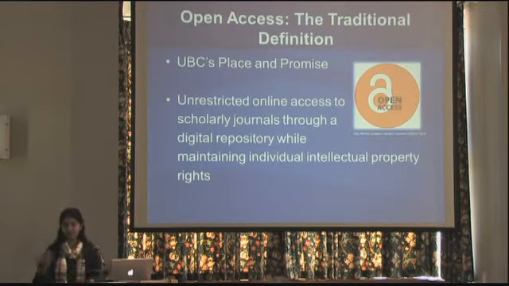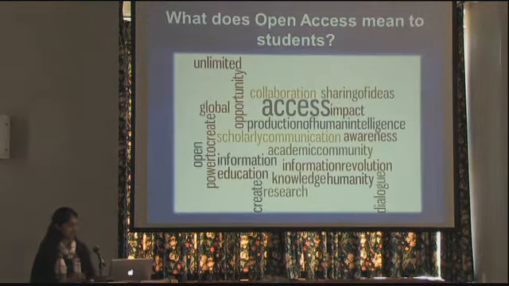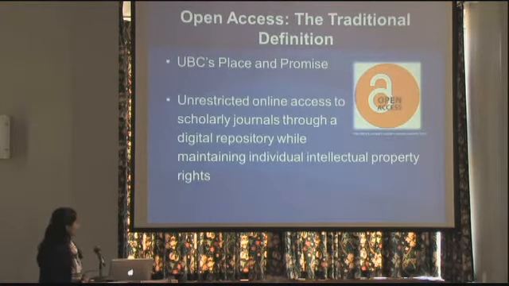And going back to the more traditional sense, open access is in synergy with UBC's Place and Promise, where the university has made a commitment to scholarly pursuits that promote understanding between students. And this includes unrestricted online access to scholarly journals, while of course maintaining individual property rights.